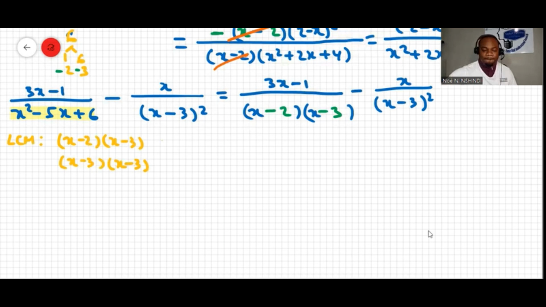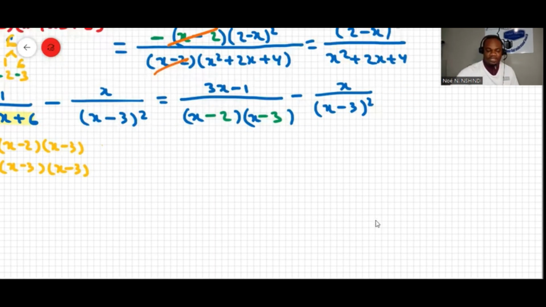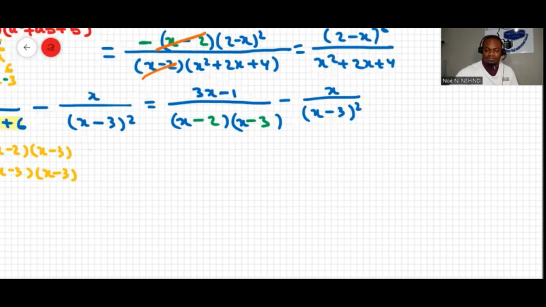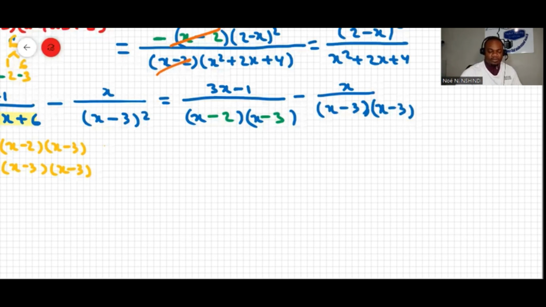Okay? So over here we can write it like x minus 3 and x minus 3. Now to make the common factor, the denominator over here, we can make it like this: x minus 2, x minus 3. I need to put another x minus 3 there.